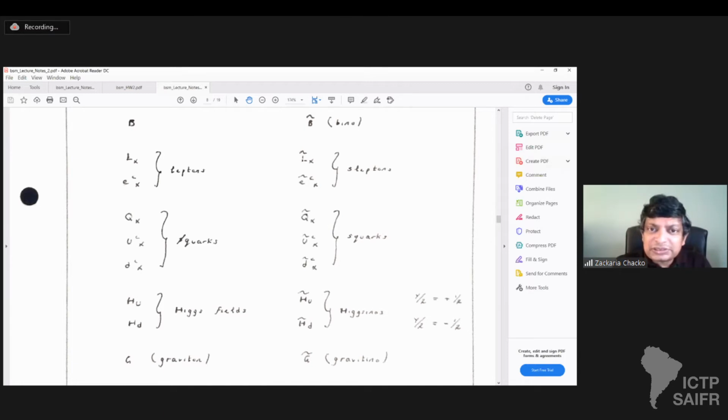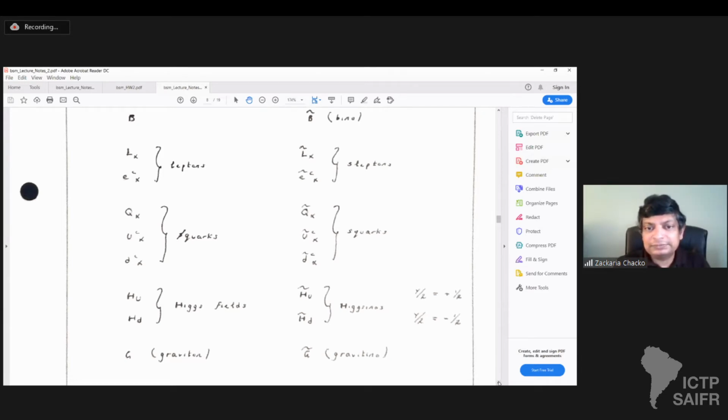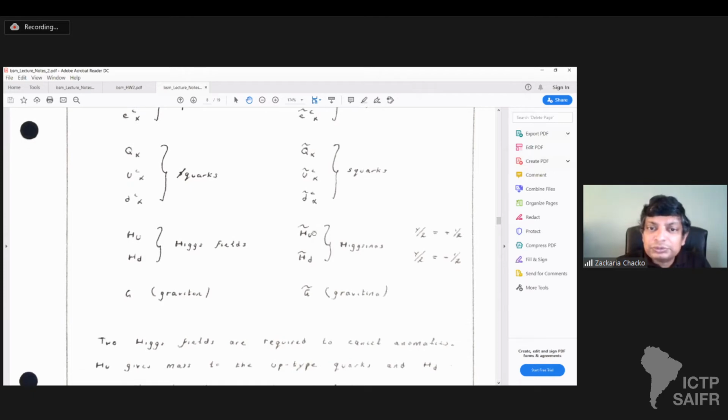Inside here, there's a sneutrino, the superpartner of the neutrino. That guy is neutral. There's two neutral guys in here, right? Again, they mix with the bino and the wino, right? They are neutralinos. The neutralinos in here, and this guy, the gravitino.